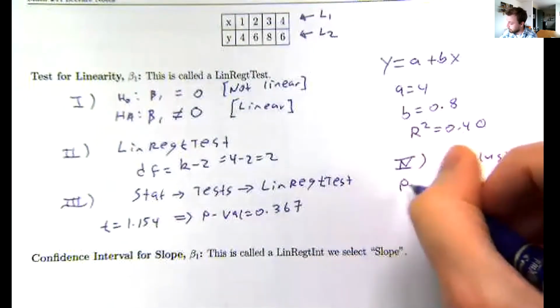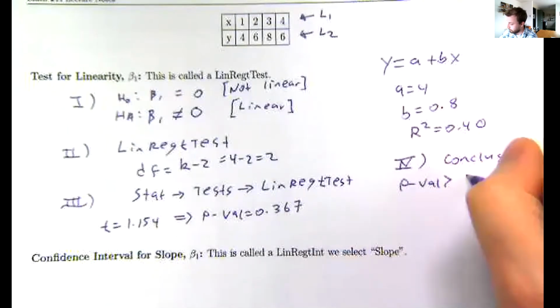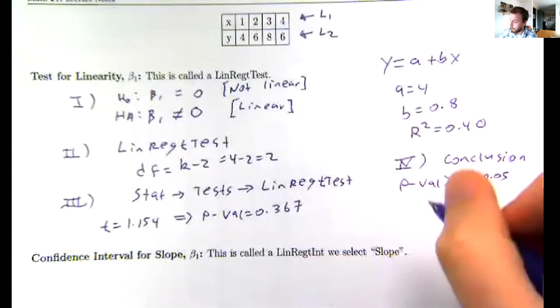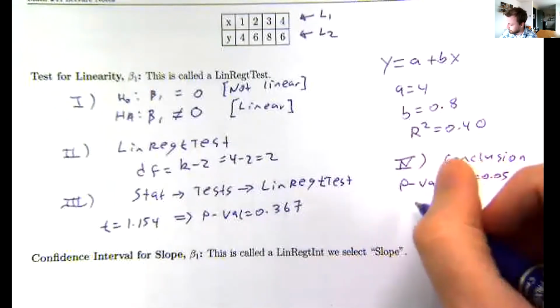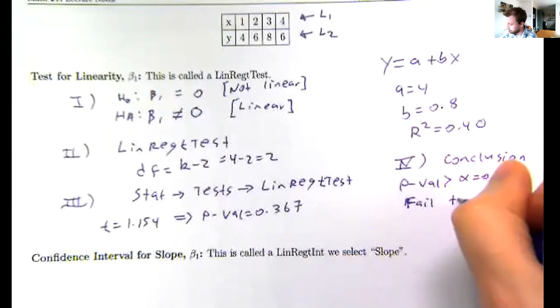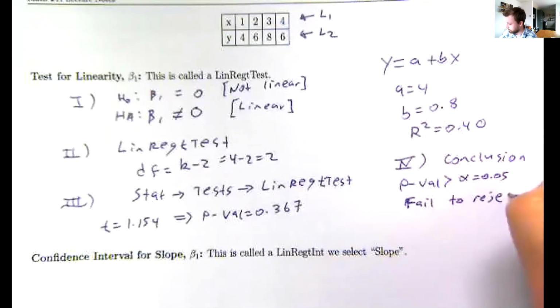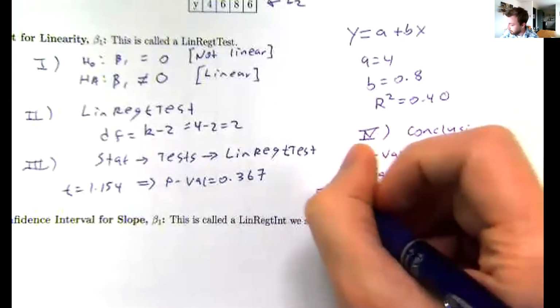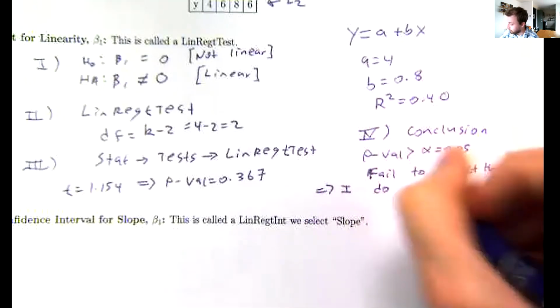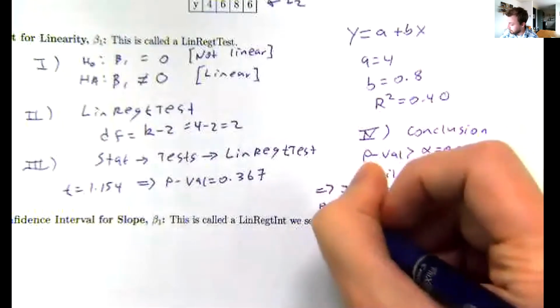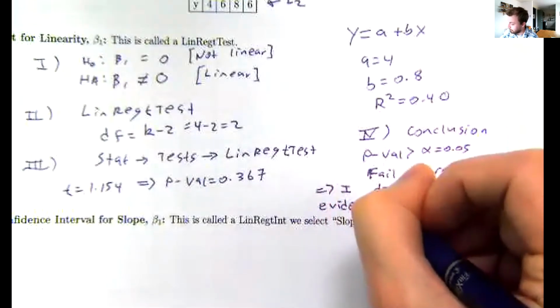if I have a large p-value, if my p is low, the null must go. So this is the opposite. So I am going to fail to reject the null hypothesis. And if I'm failing to reject the null hypothesis, then I do not have evidence that the data table provided here is linear.